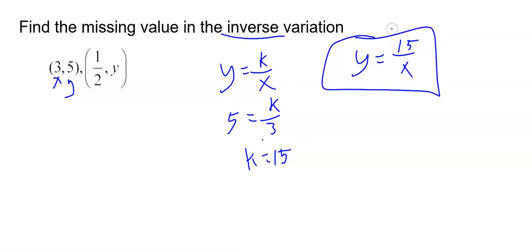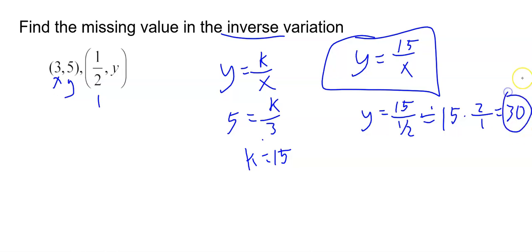That's my function rule. Plug in 1/2 there, so we get y equals, ooh, this is a little tough, 15 divided by 1/2. That's the same thing as multiplying by the reciprocal, which is 2 over 1, so we get 30. 15 divided by 1/2 is actually a bigger number, it's 30. So we have the function rule and we have the value of y when x is 1/2 on that one.